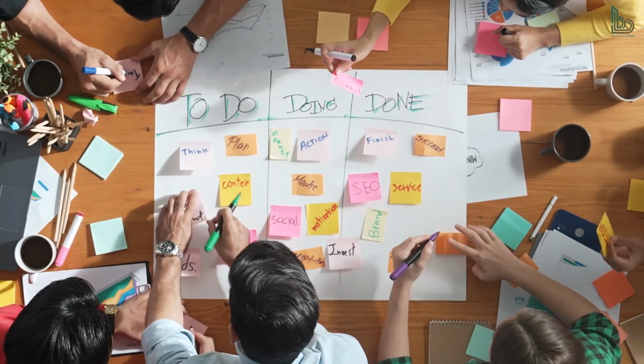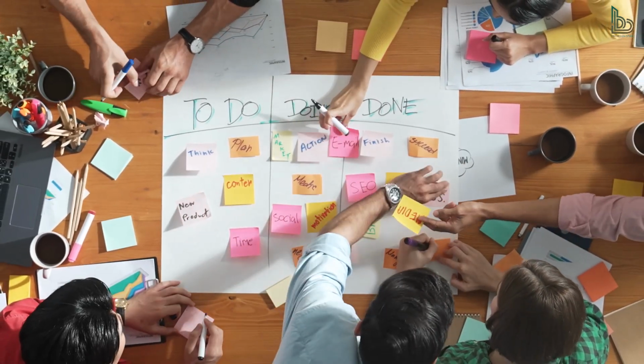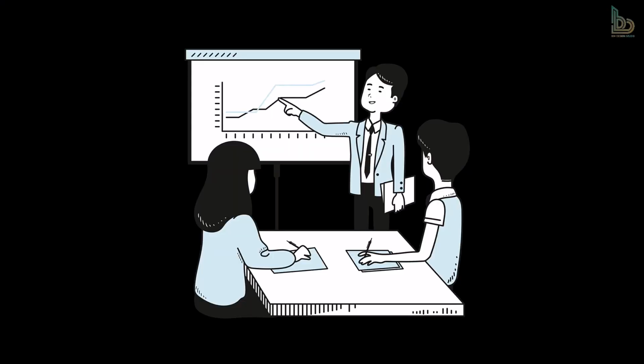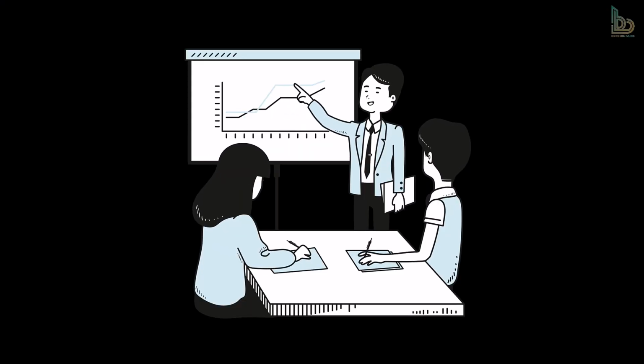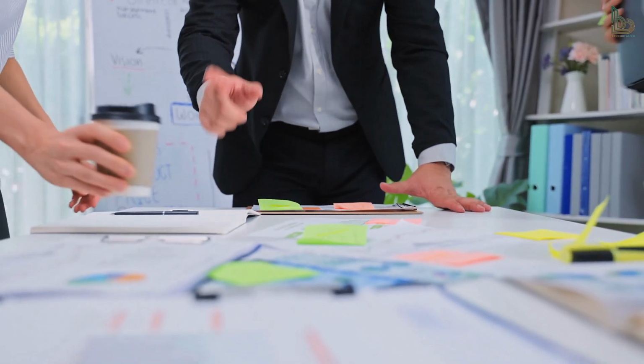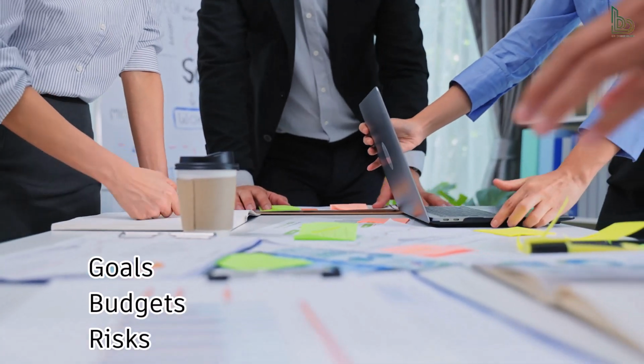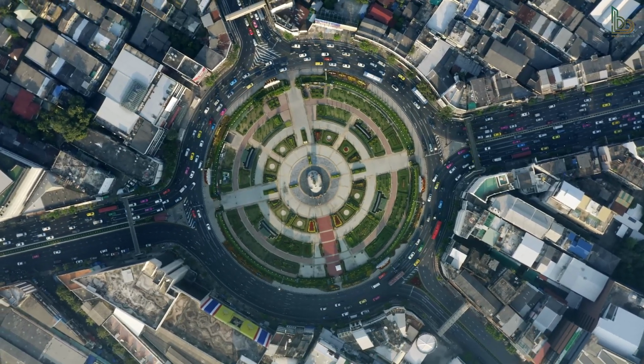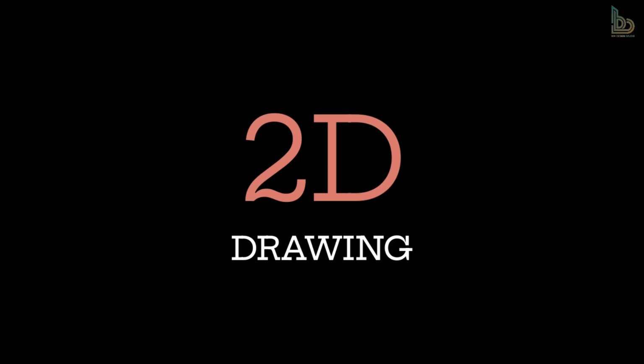We rarely hear about 1D in BIM, but it exists in the background. It is where it all begins, defining the project's purpose, scope, and feasibility. It's about asking, is this project viable? Here, stakeholders outline goals, budgets, and risks. Example, a city planner evaluating infrastructure needs.